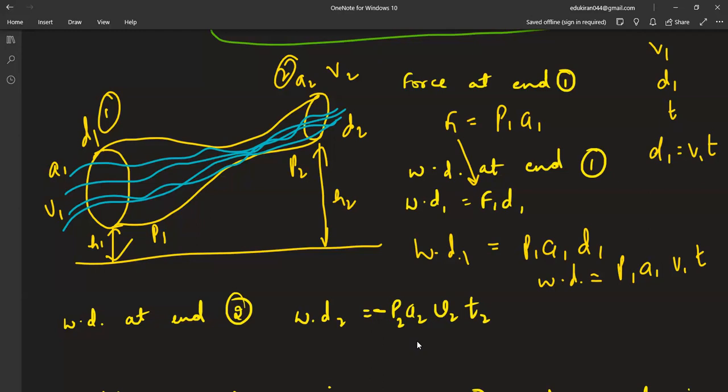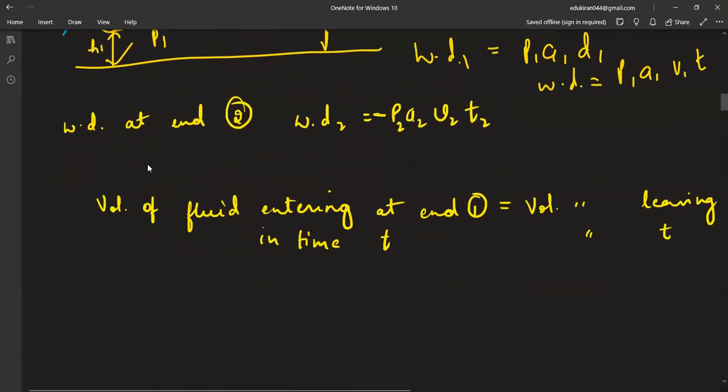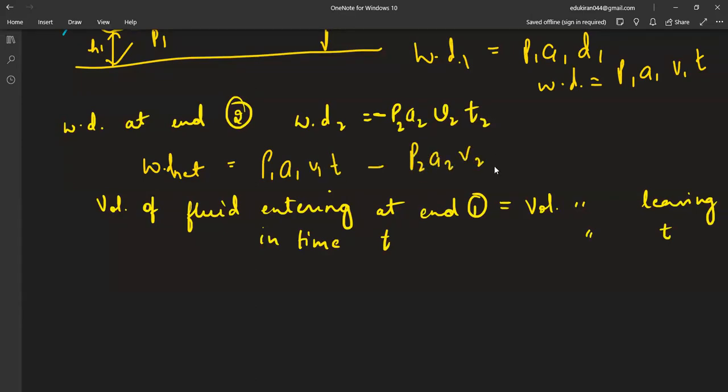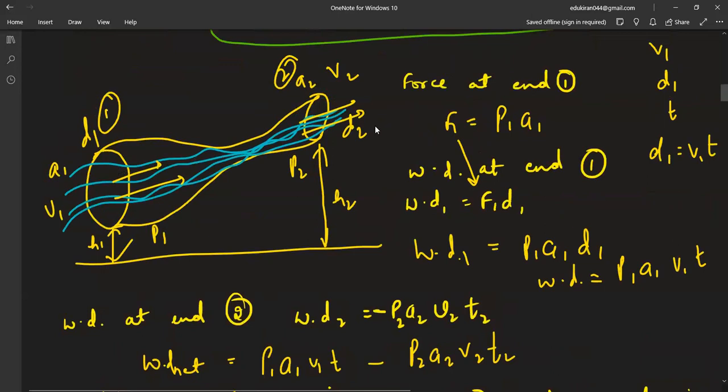Now see, here it is in the opposite direction, right? This was coming from this side. Force was acting and pressure was being exerted on this side. Here this is coming out. So distance was the same, but here distance and displacement are different. So that's why we are having this negative sign. Now when we are calculating the net work done, this will be equal to P1, A1, V1T minus P2, A2, V2T. Net work done. Now, whatever fluid has entered this first stage, that will only leave.